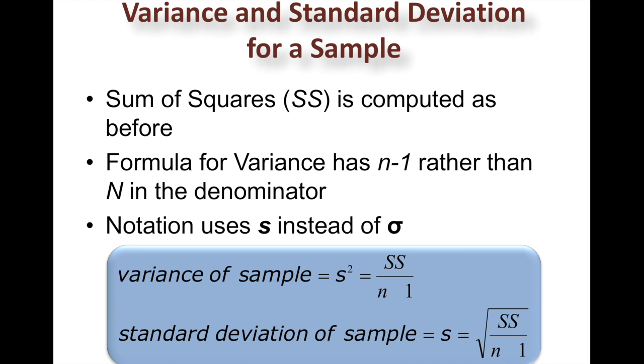Okay, so for a sample, it's going to look a little bit different because we have that sampling error, right? So the sum of squares is the same, right? But now, instead of just sum of squares divided by n to find variance, you're going to find variance by doing sum of squares divided by n minus 1. And the standard deviation would then be taking the square root of that variance again. And n minus 1 is called degrees of freedom, and we'll talk about that a lot more too.